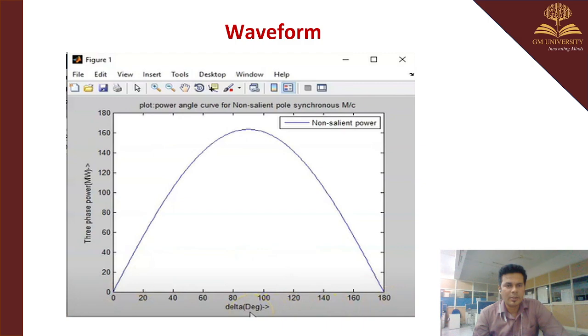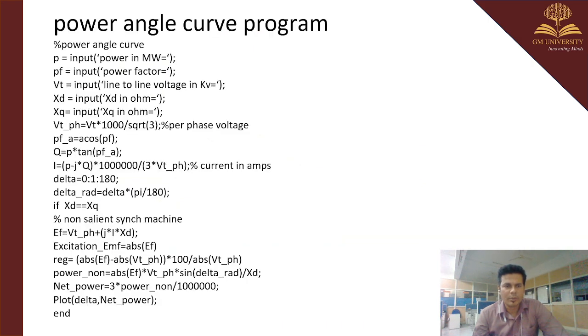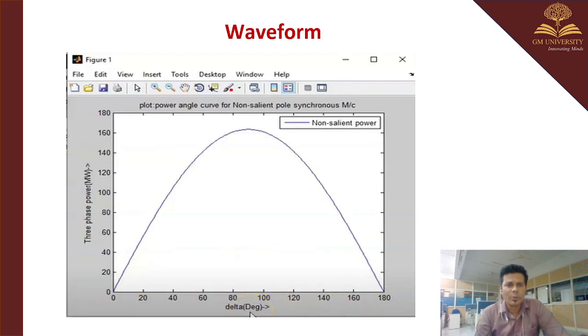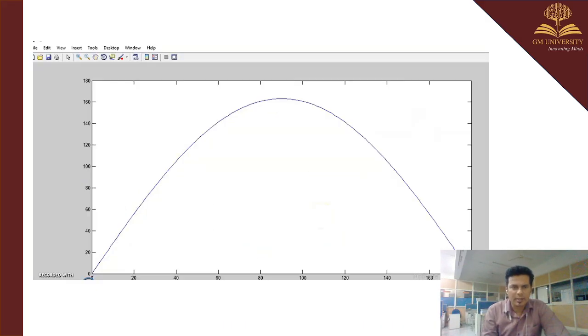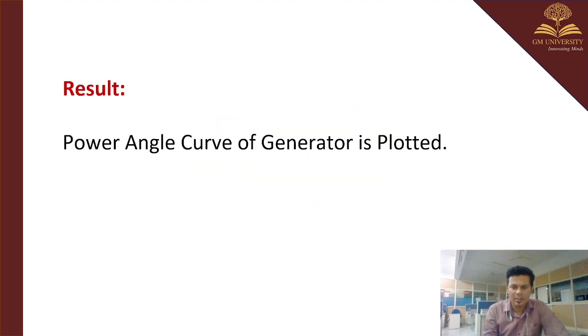Once we write the program without any errors, we get a curve like this. On the x-axis we have delta, and it will plot as per the given coding. Then the power is on the y-axis, in megawatts. This is the program we wrote for non-salient pole synchronous machines, and this is the graph we can observe very carefully. And the result: the power angle curve for the synchronous machine generator is plotted. Thank you.